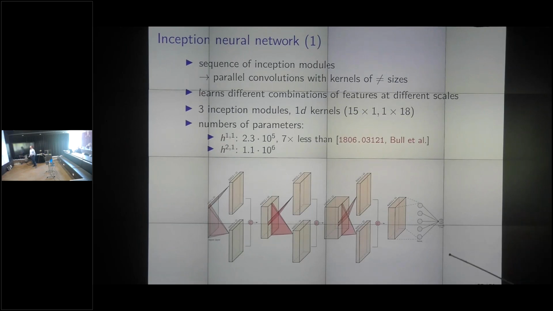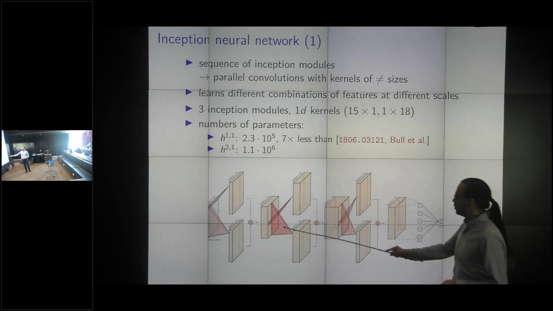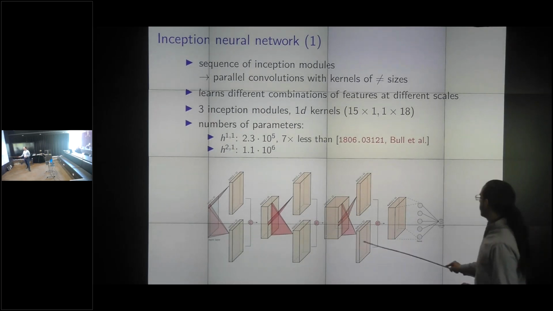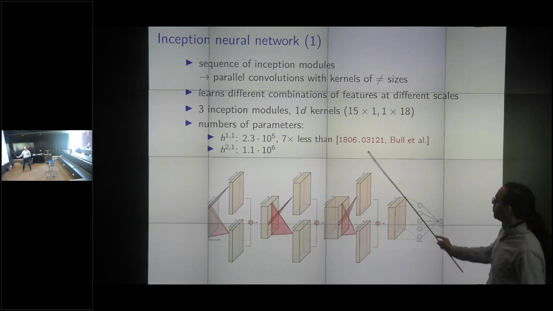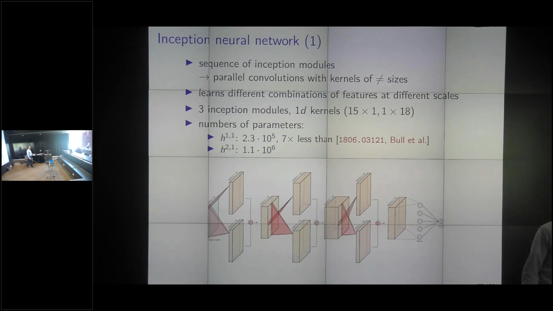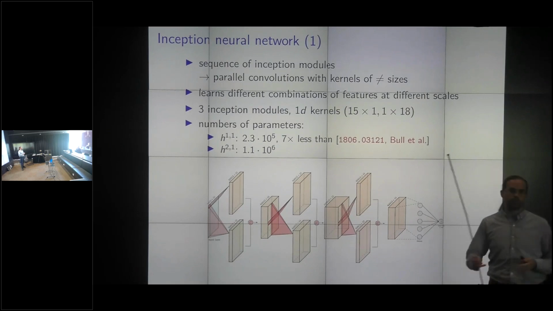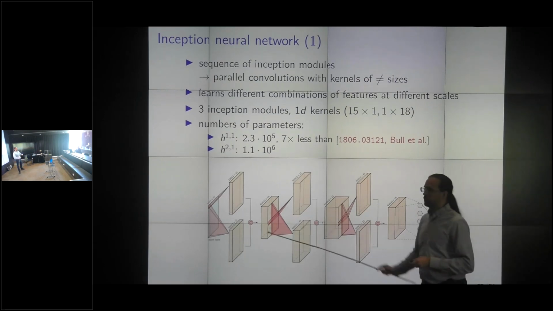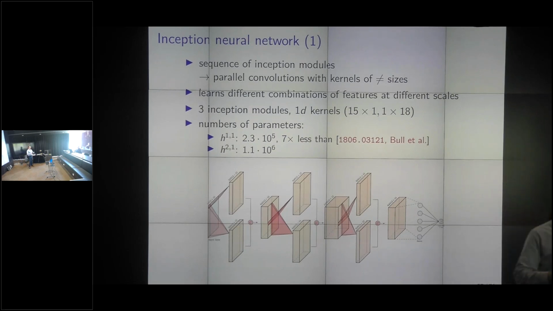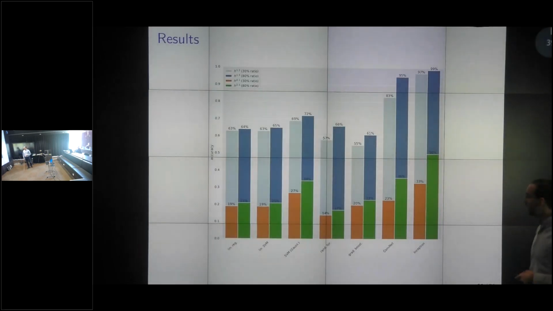Given the time, I will be very quick. We used an inception neural network. The idea is that we do convolutions in parallel. We repeat this several times, and at the end we just concatenate the results to make the prediction. With this kind of network, it's interesting because we have far fewer parameters than other networks which try to solve these problems. The second point is that we are exploiting the structure of the equations, because we have a list of equations, and for each equation we have a list of manifolds. So the parallel convolutions are like scanning over the different manifolds and over the different equations.